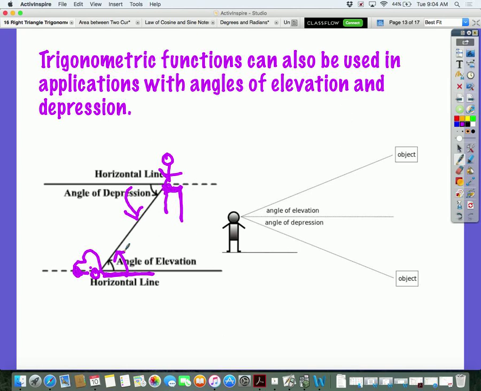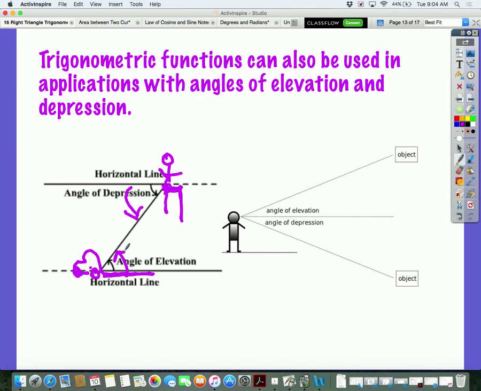You would definitely use this when you're dealing with right triangle trigonometry word problems. This should look familiar when you have two parallel lines cut by a transversal, when you have angles on opposite sides of the transversal. Alternate interior angles are congruent. All angles of elevation and depression are congruent.